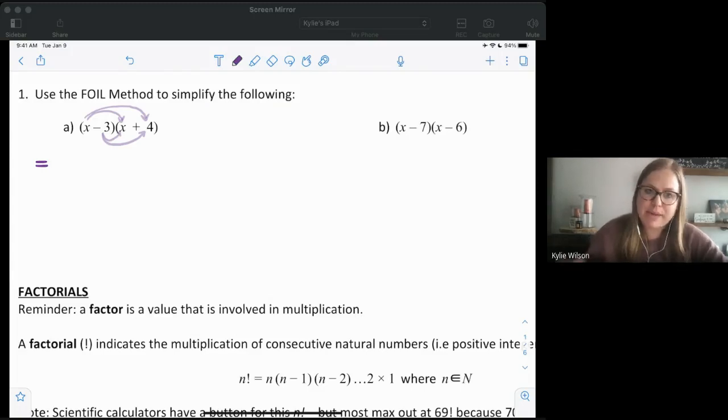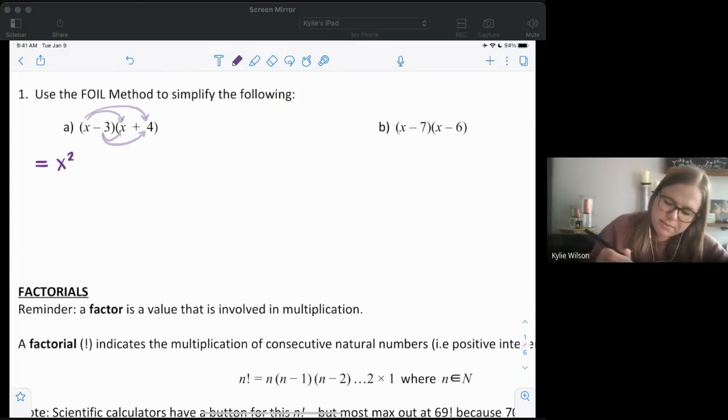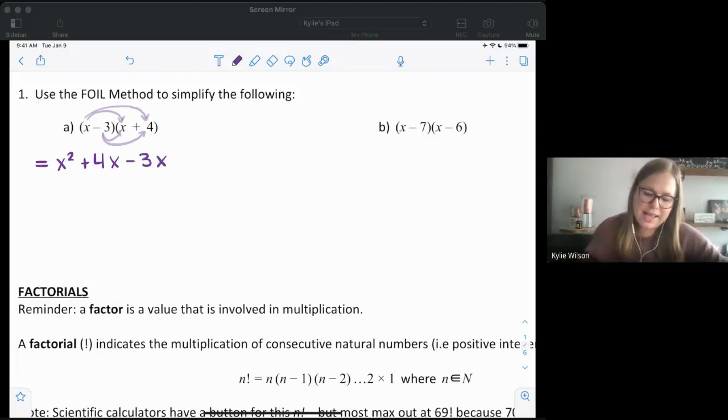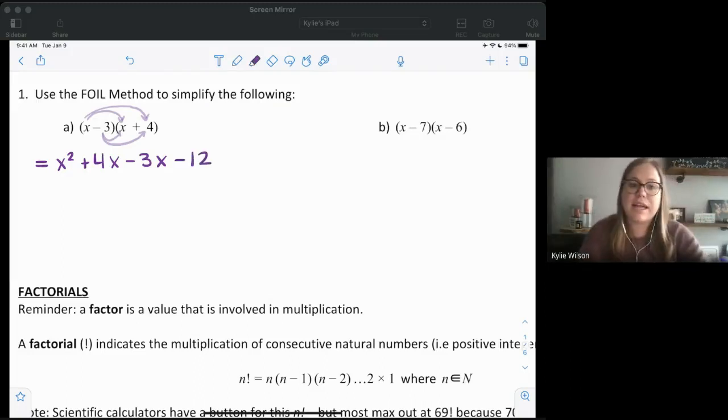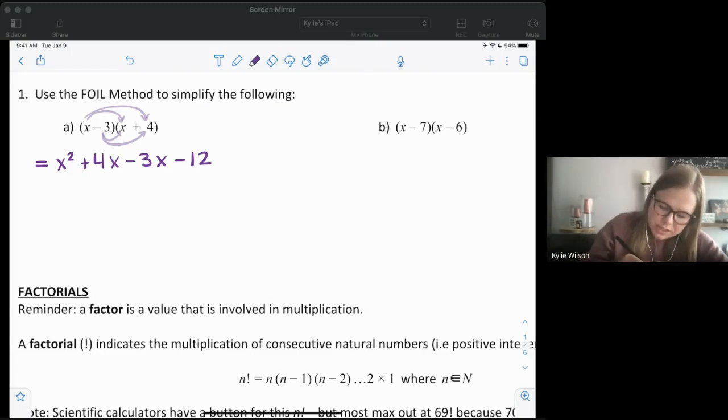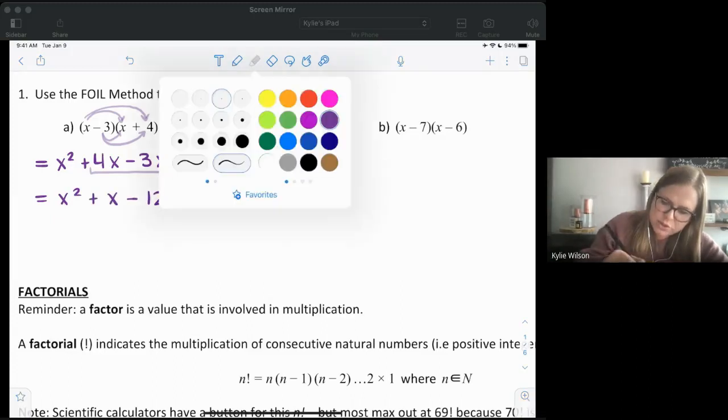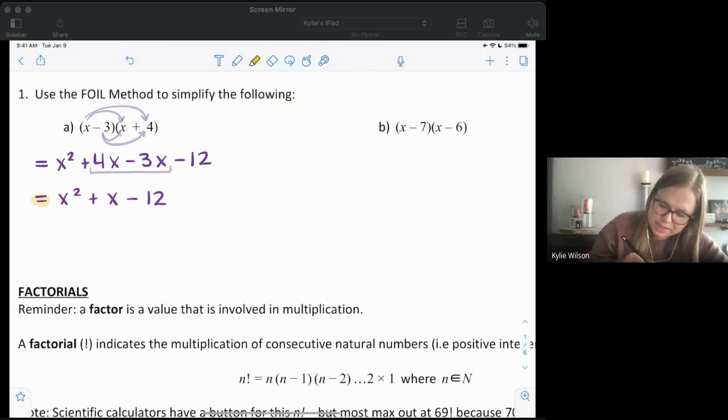So x multiplied by x will give us x squared. X multiplied by 4 will give us 4x. Negative 3 multiplied by x will give us negative 3x. And then negative 3 multiplied by 4 will give us negative 12. Then we need to ensure that we collect any like terms. I have two things here that have x's, so I can collect those. x squared plus x minus 12, and that's my final answer.